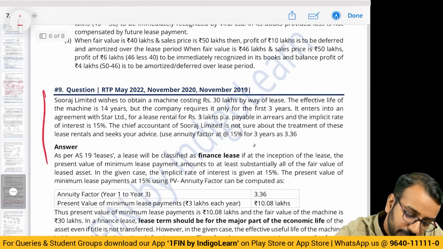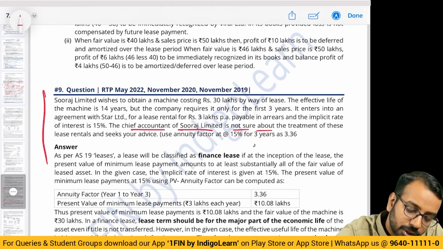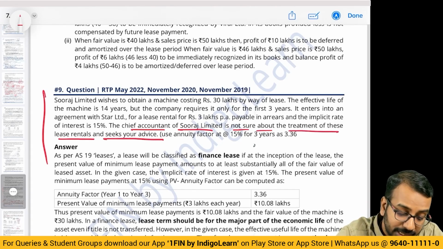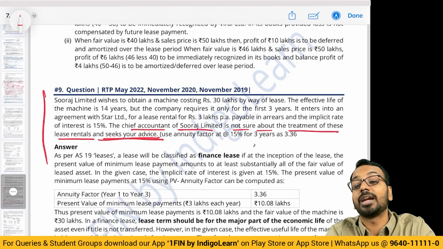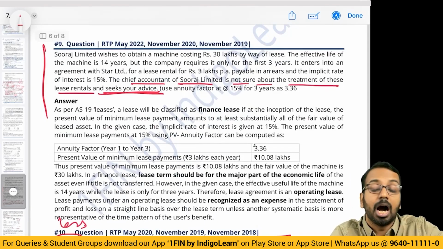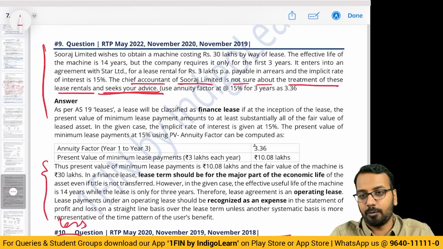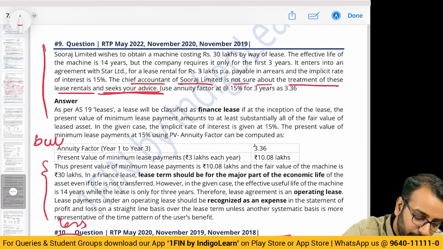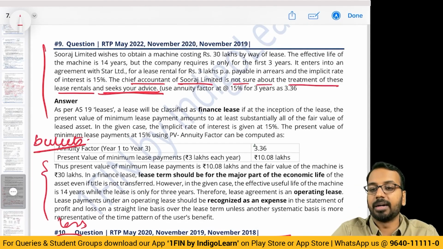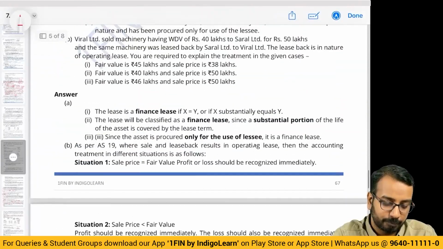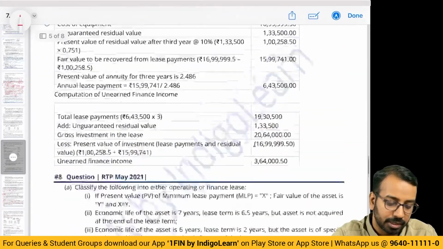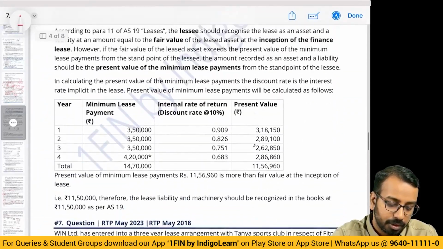So here, the Chief Accountant of Suraj Limited is not sure about the treatment of these lease rentals and seeks your advice. Now when they say seeks your advice, you have to also give your advice. What is the advice you will give? How to recognize whether it is operating, whether it is finance, in more of a paragraph format, or use bullets for better scoring. This we have already considered.